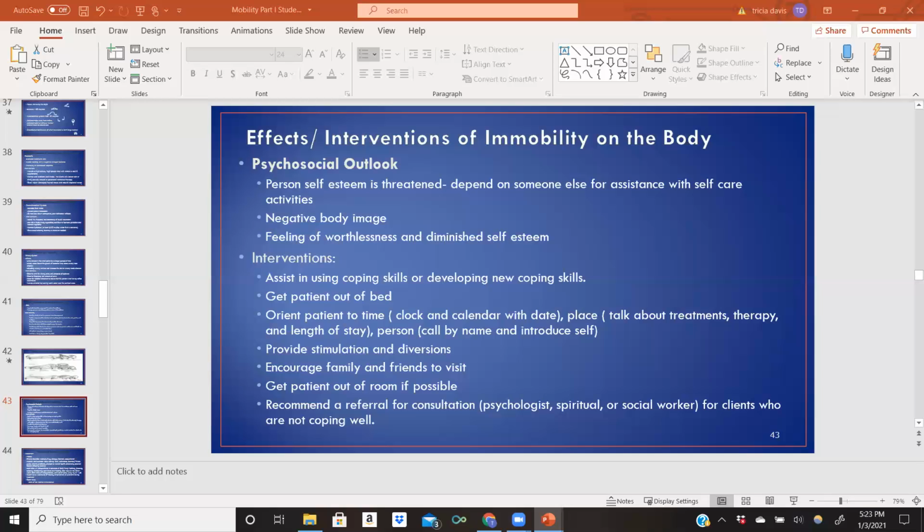You can provide stimulation and diversions. It's easy to acknowledge someone's feelings, but then you can try to change the subject and talk about something else that would make them happier. You can encourage family and friends to visit. If they have a cell phone, they can talk to them on the phone. If they can do FaceTime, we do have tablets in our facility that we can set up phone calls with loved ones, because they really need that, especially if they're having a long stay in the hospital and they don't have any visits from their family.